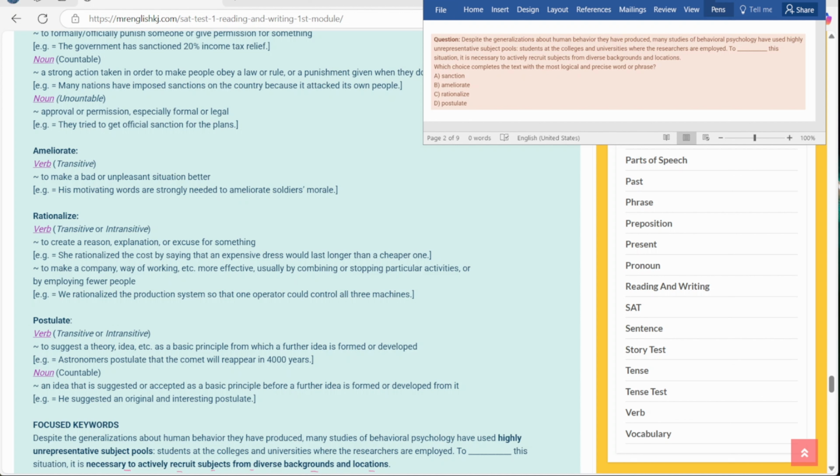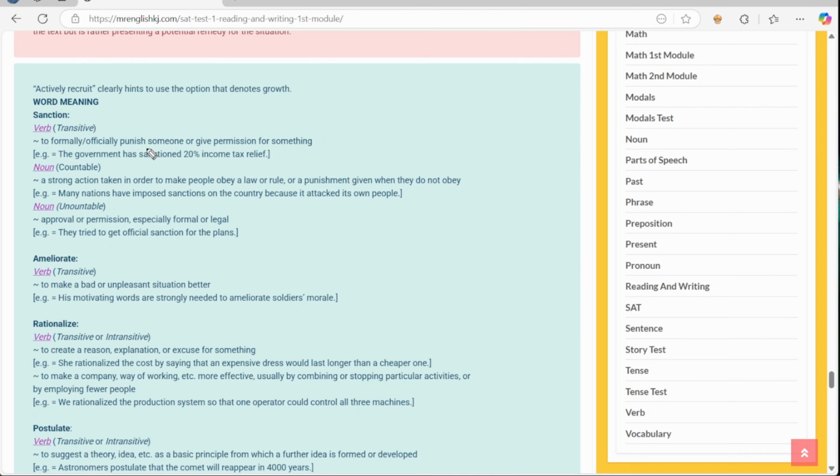Let's find out the most suitable word. Postulate. To suggest a theory or idea, a basic principle from which further ideas are formed. No, it doesn't make sense. Rationalize. Create reason, explanation, excuse for something. No. We are not making excuses, we are not making reasons. We are making reasons here, but provenly. We are sure. Okay. Ameliorate. To make a bad or unpleasant situation better. To ameliorate this situation, obviously the situation was bad. Now, in order to make it good, what do we need? Diverse background and location. Let's take a look at the first one.